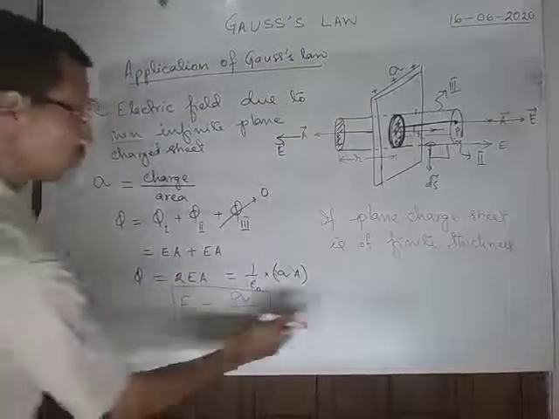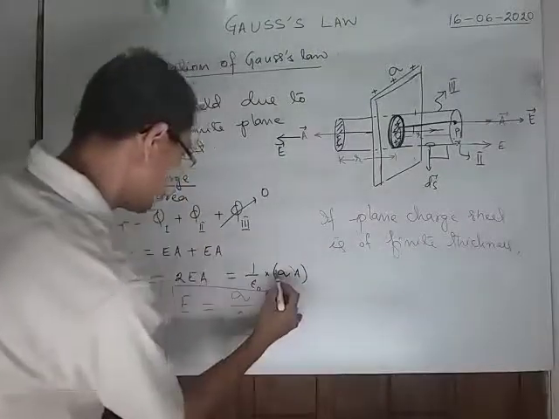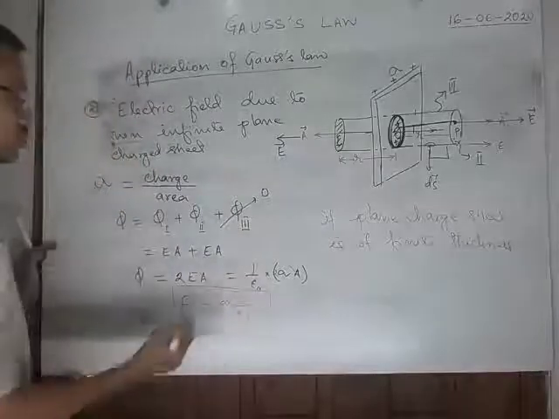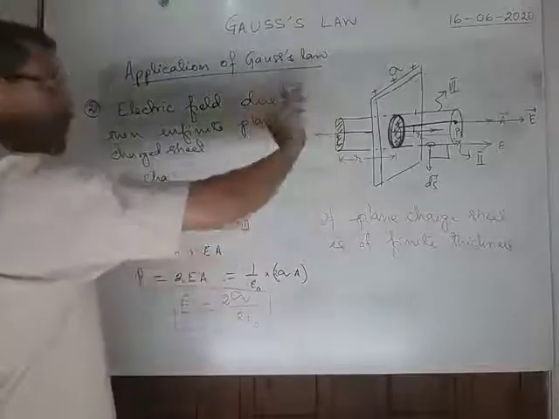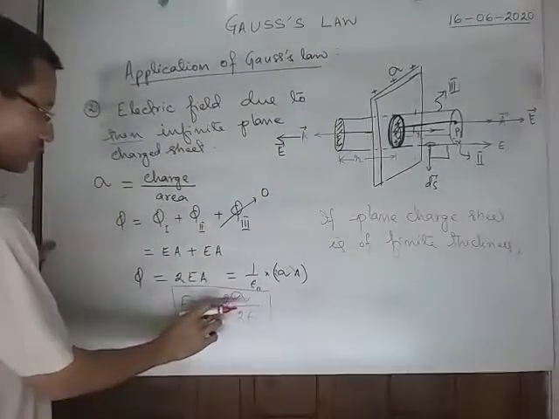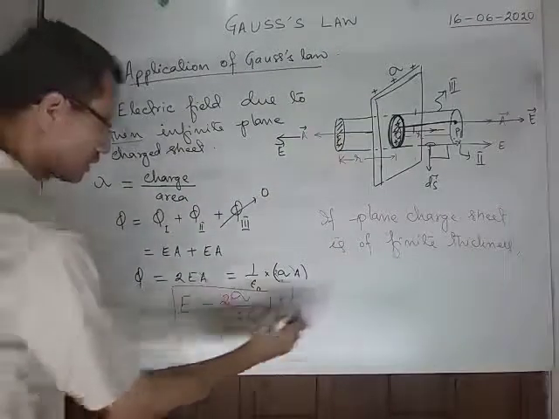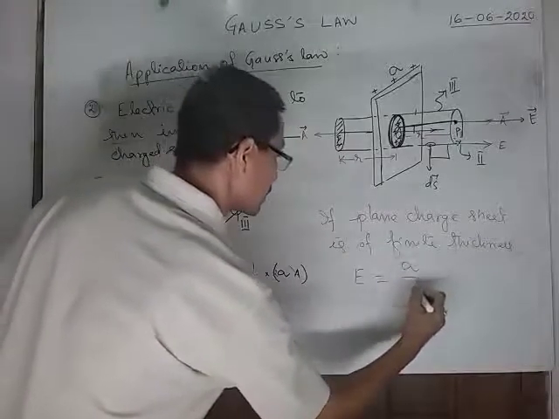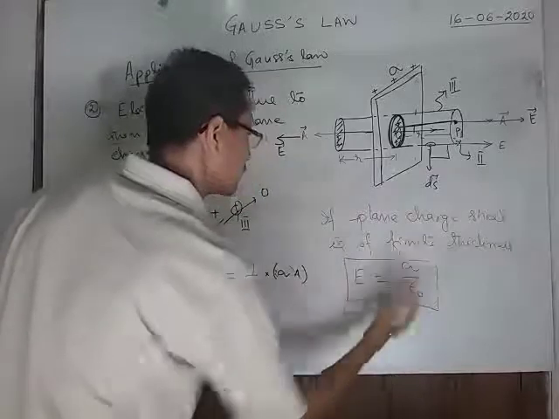It will be equal to what? This factor 2 will be there, another factor 2 for that. 2 means 1 on this side plus the charge on the other side. So 1 plus 1 it will be 2. So when you cancel 2 here, your electric field E will be equal to what? Sigma by epsilon naught. See the difference?